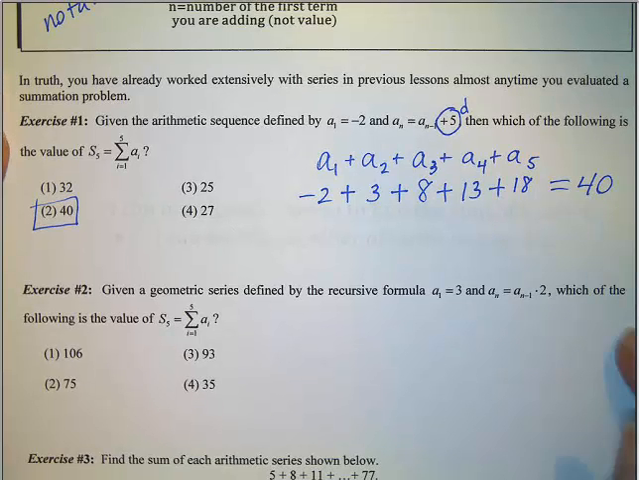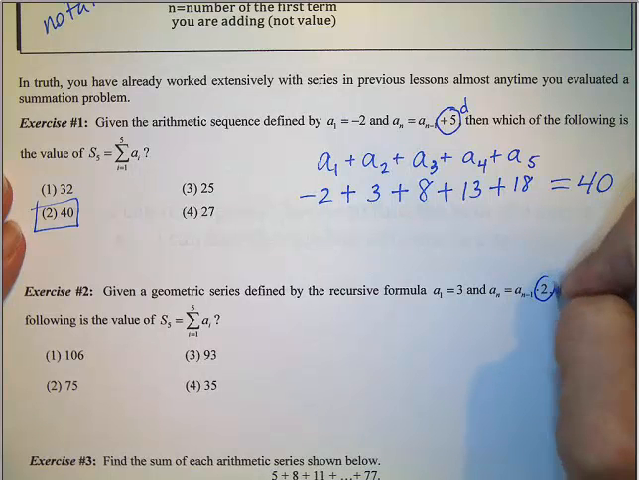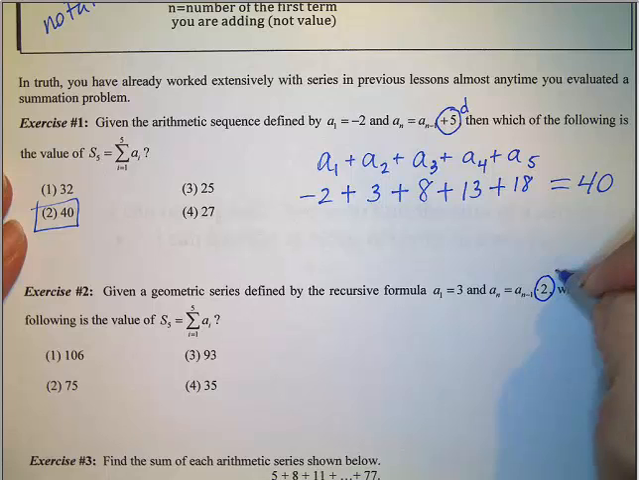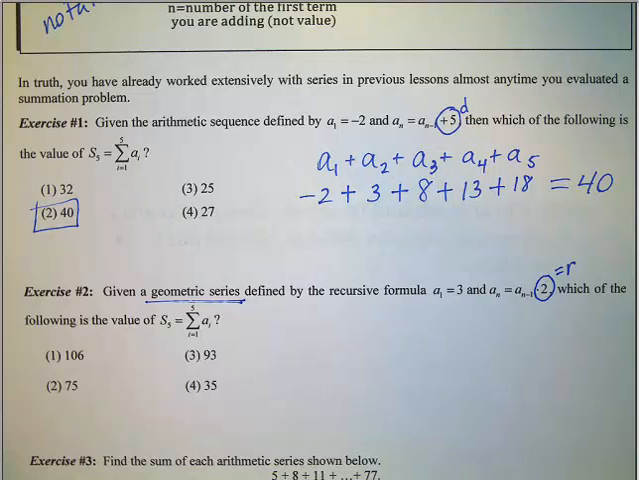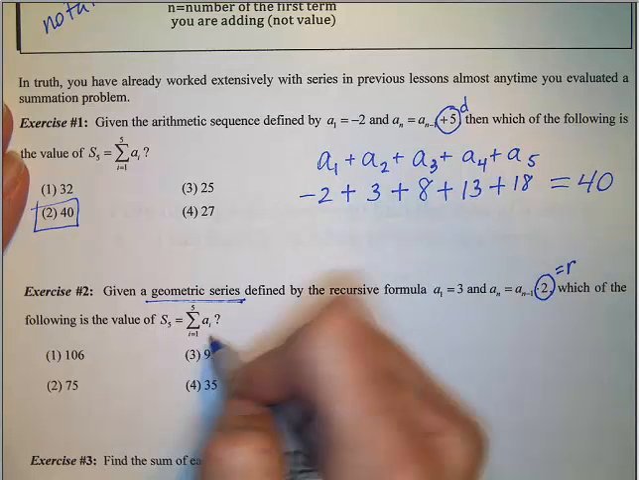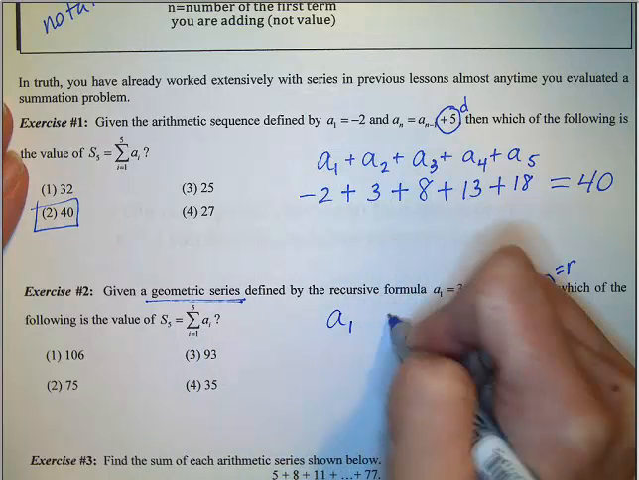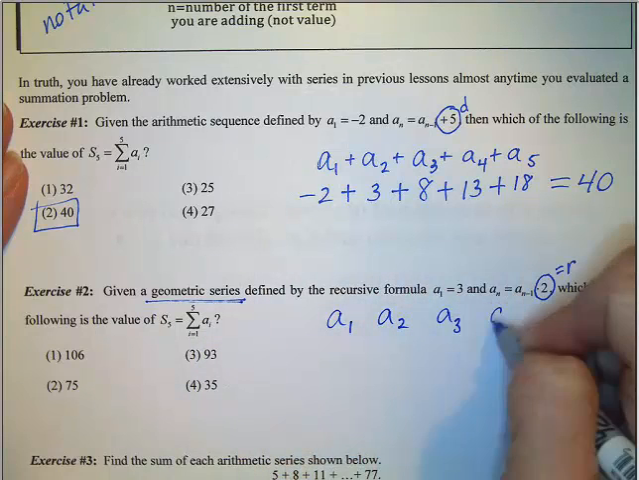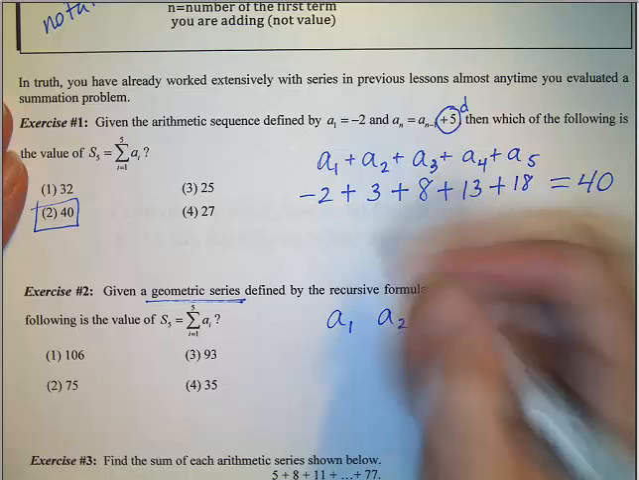So given a geometric series defined by the recursive formula a sub 1 equals 3 and a sub n equals a sub n minus 1 times 2, so this is geometric, this is our r, so we're multiplying. Which of the following is the value of the sum of the first 5 terms? So it's written again, so we go from 1 to 5, and we substitute in for i. So a sub 1, a sub 2, a sub 3, a sub 4, a sub 5. We sum them because that's what that definition tells us.